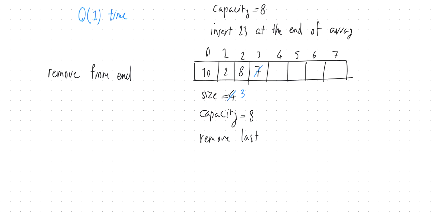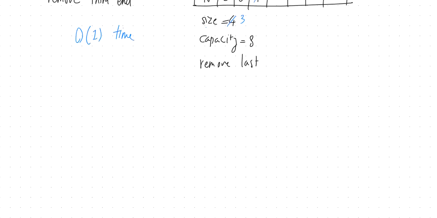So in other words, if I want to write something to the end next time, I write it over 7. So there is no need to change anything here. You just change the size, and that's removed. And obviously, again, that is constant. Okay, so that's adding and removing to and from the end of an array.